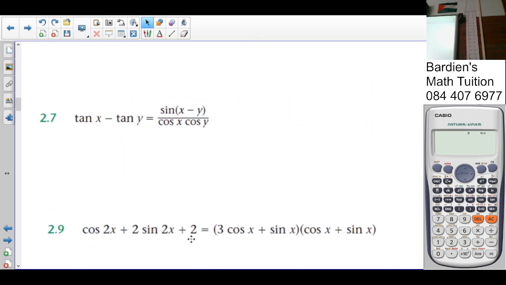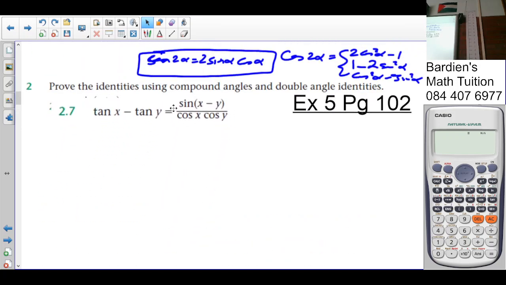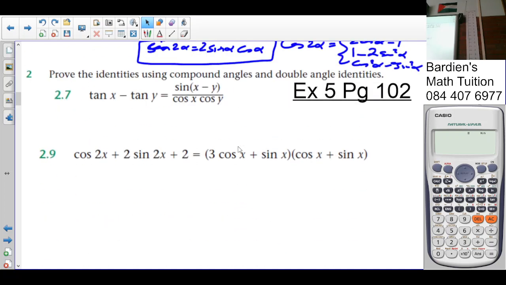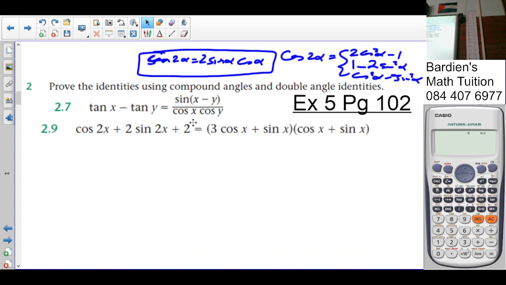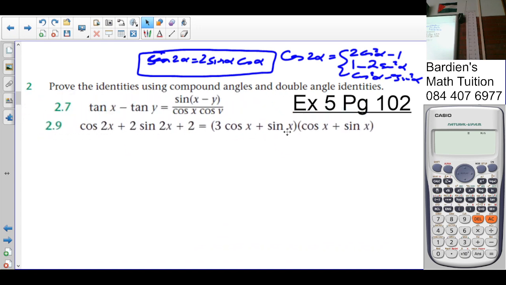2.7. This is very similar to 2.1. I'm not going to spend time on that stuff. Carry on with our lives. The same idea is being tested in that question. Okay?